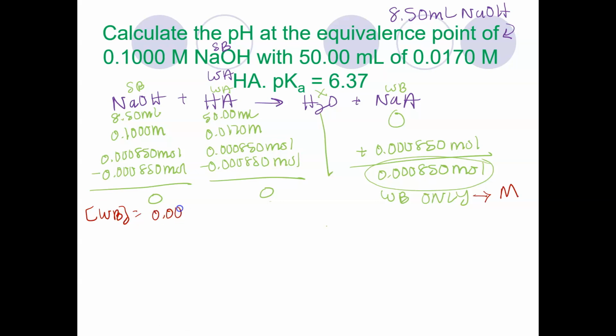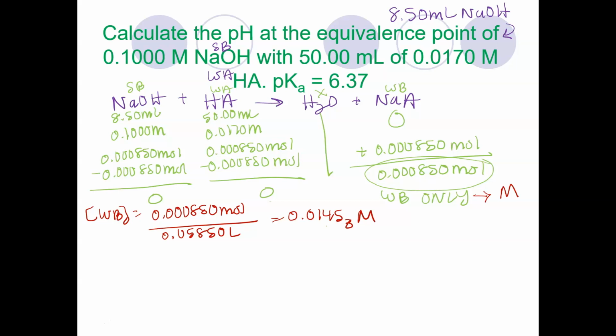Before I can do my ice table, the molarity of weak base needs to be calculated. I have 0.000850 moles divided by the volume. So what do you think the volume should be that we use here? Our choices are 50.00 milliliters, 8.50 milliliters, or 58.50 milliliters. The correct answer is the total, the 58.50 milliliters converted to liters, because when we do a titration, we mix the chemicals together. So this would be divided by 0.05850 liters, which gets me 0.01453 molarity.